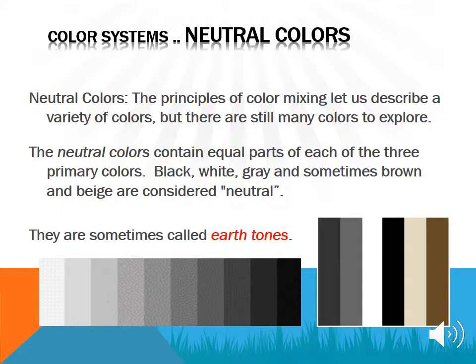Neutral colors. The principles of color mixing let us describe a variety of colors, but there are still many colors to explore. The neutral colors contain equal parts of each of the 3 primary colors. Black, white, gray, and sometimes brown and beige are considered neutral colors. They are sometimes also called earth tones.